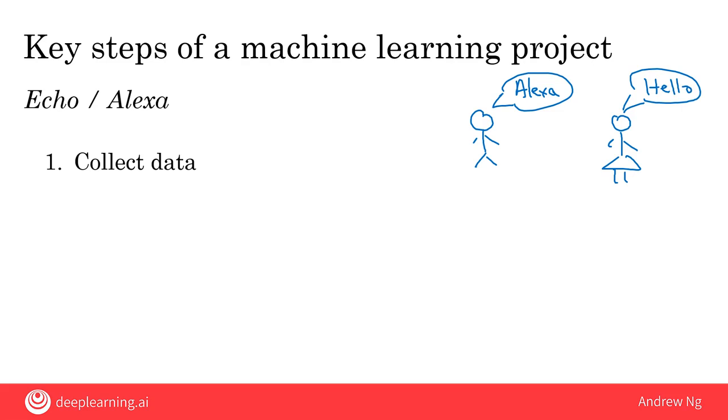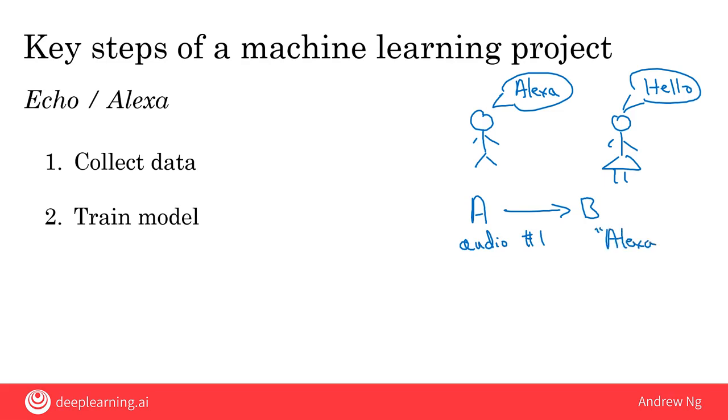Having collected a lot of audio data, a lot of these audio clips of people saying either Alexa or saying other things, step 2 is to then train the model. And this means you would use a machine learning algorithm to learn an input to output or A to B mapping, where the input A would be an audio clip, and in the case of the first audio clip above, hopefully it will tell you that the user said Alexa, and in the case of audio clip 2 shown on the right, hopefully the system will learn to recognize that the user has said hello.